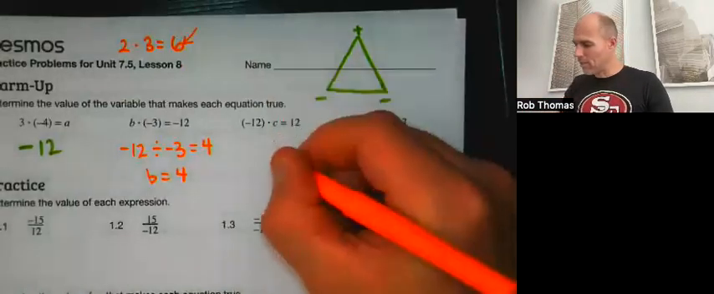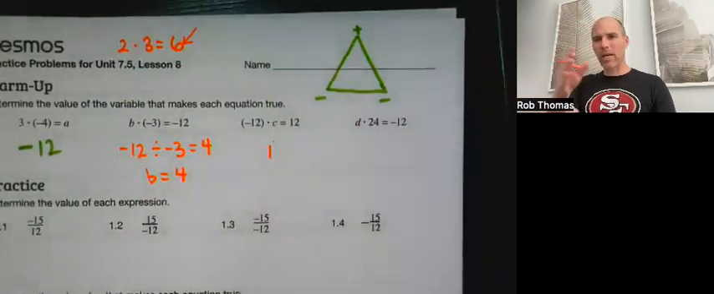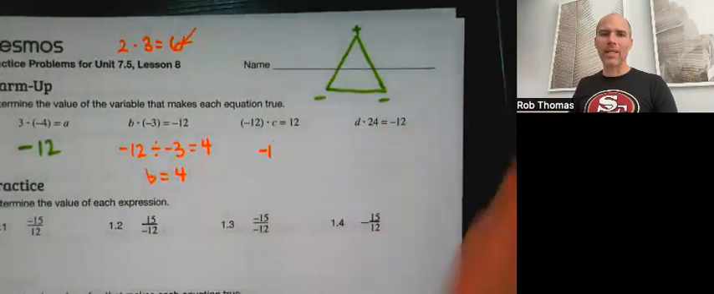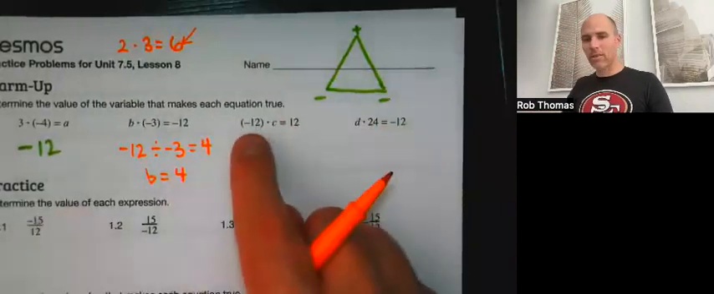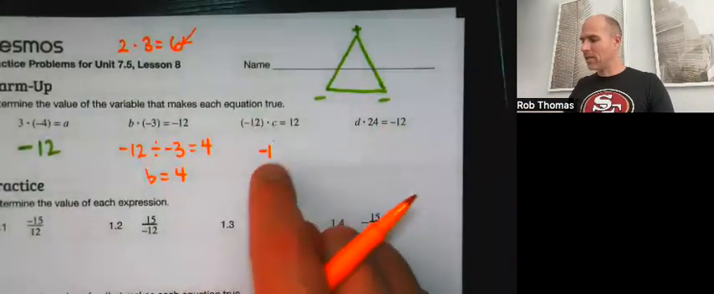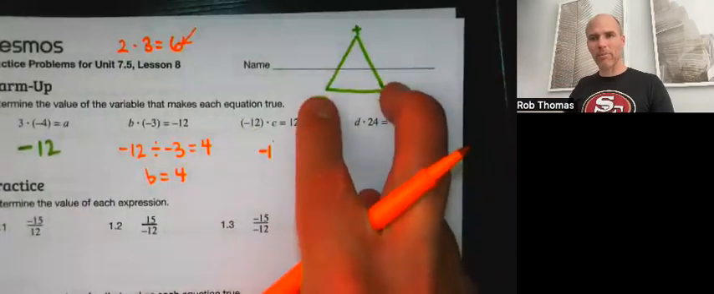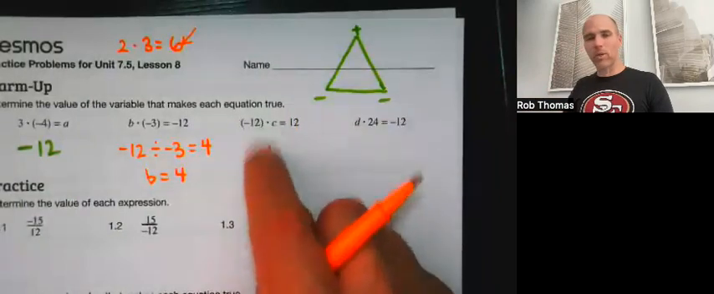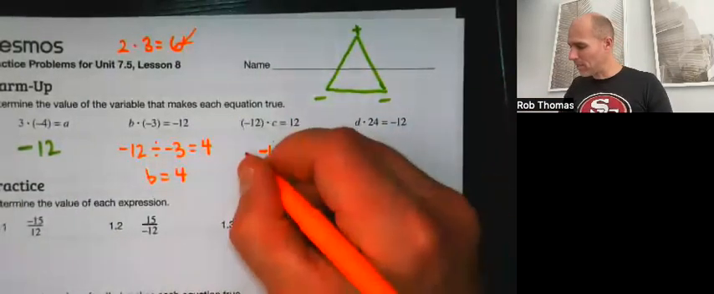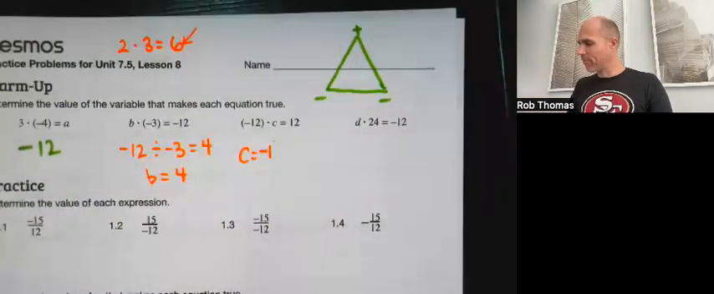It's a 1, right? Because 1 is that special number that when you times it by any number, it just stays the same. But in this case, we need its friend -1. That's what's going to change that. -12 times -1. Well, we wind up with a negative times a negative, which gives us a positive. But 12 times 1 is 12. So this time c equals -1.